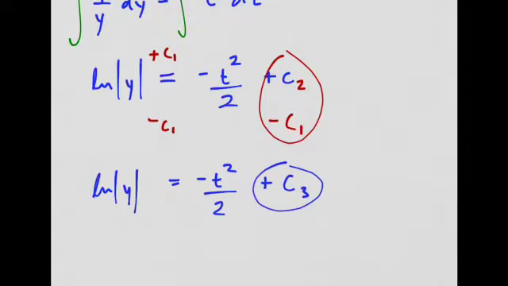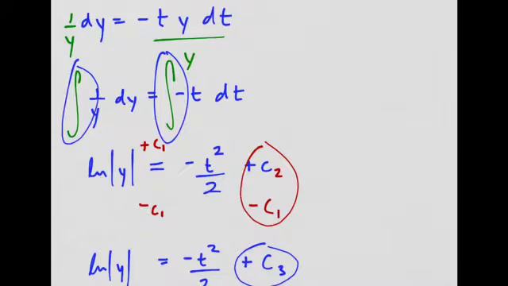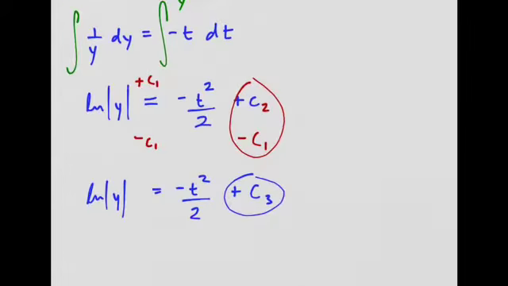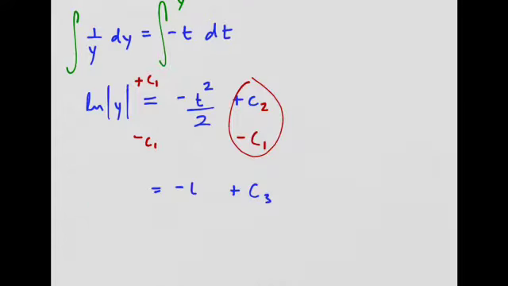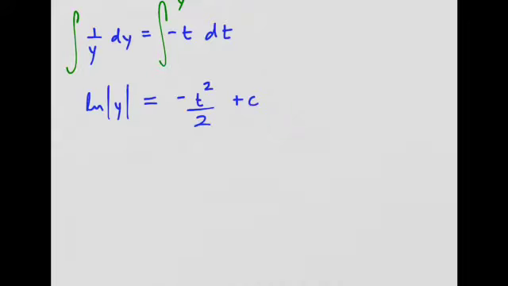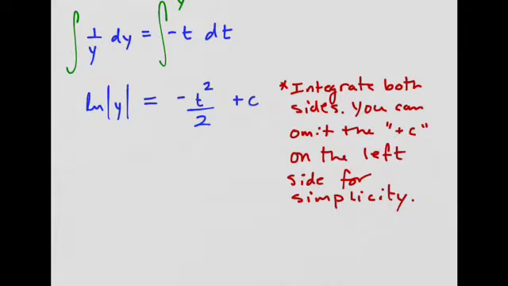But what we do for convenience's sake is we just realize that this is going to happen every single time. On the left side we'll get a plus c, on the right side we'll get a plus c. That's because we have indefinite integrals here. But I know that they're going to combine together to create some other c value, so instead of doing all of that, we simply don't write the plus c on the left side. You can write the plus c only on the right side for simplicity. So that's what happened there.